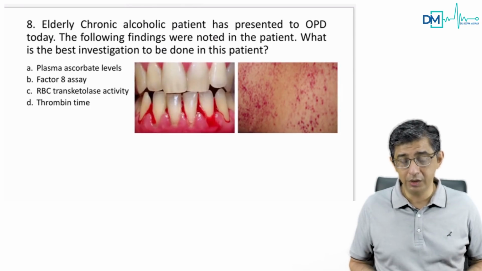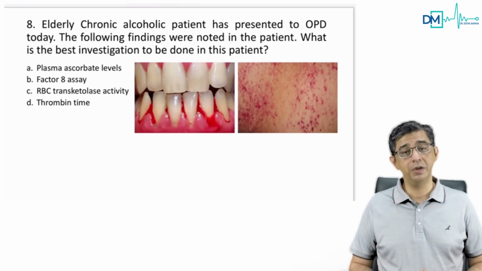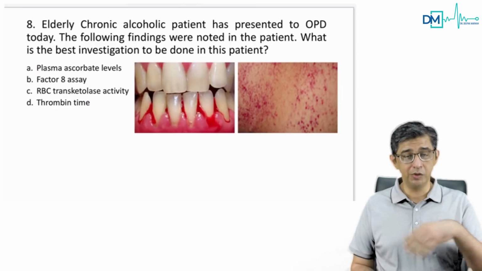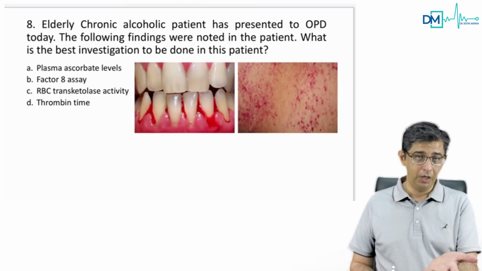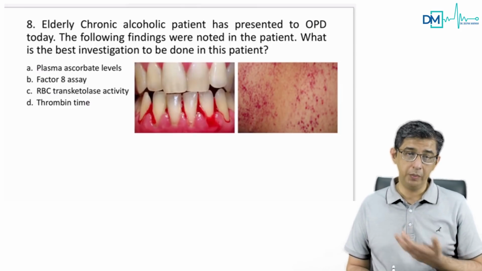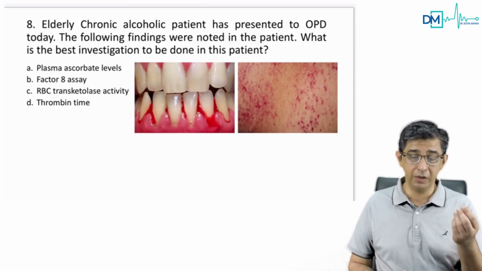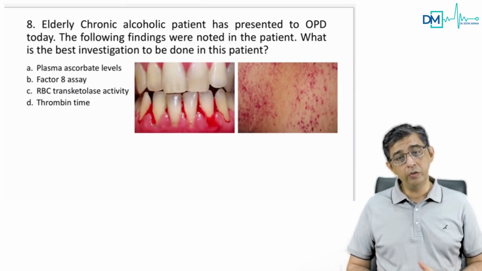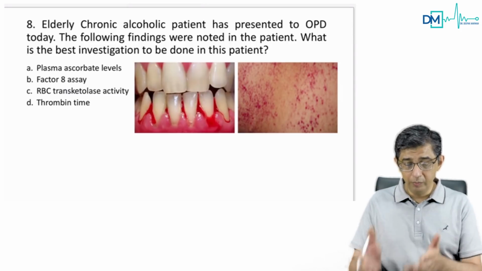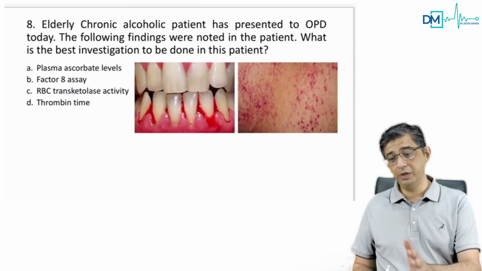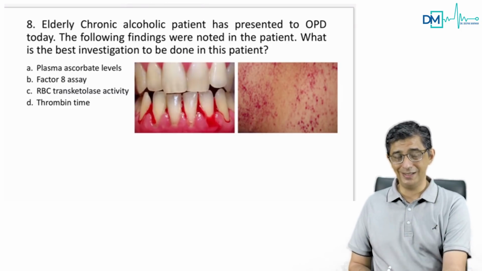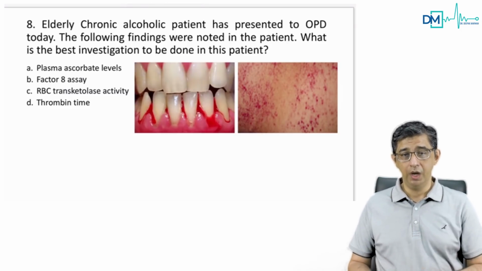Moving to the next one, he talks about the elderly chronic alcoholic patient. Now, alcoholics, whenever he gives you an alcoholic patient, what is he going to ask you? He's either going to ask you cardiac issues, beriberi, wet beriberi, CNS issues, Wernicke's encephalopathy, Korsakoff psychosis, or delirium tremens, or he's going to talk about nutritional deficiencies. So the moment I read this question, my thought process should be crystal clear. Either it's a cardiac issue, is it a CNS issue, is it a nutritional issue? And look at the findings.